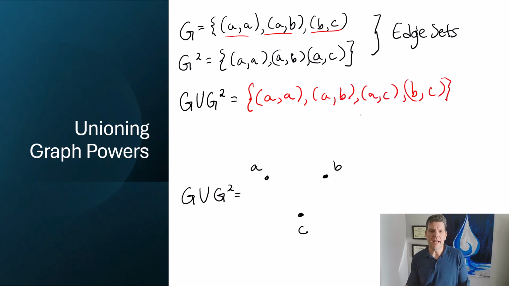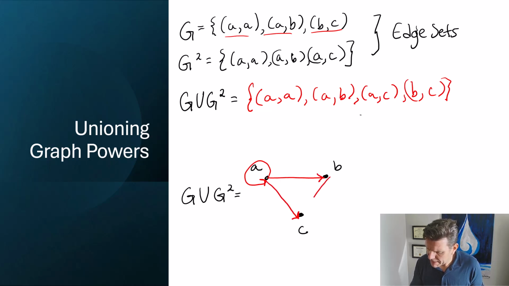How we can visualize this is that G union G squared is everything that we can get to from anywhere on G utilizing either a walk of length 1 or a walk of length 2. The graph now is going to look like this. It's going to have the self loop for A, it'll have A to B, it'll have A to C, and it'll have B to C.